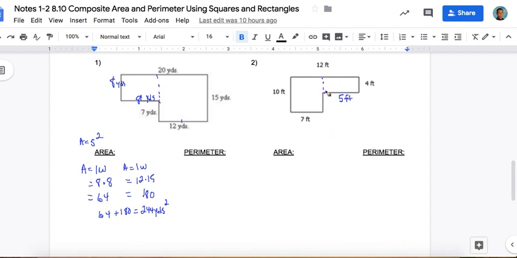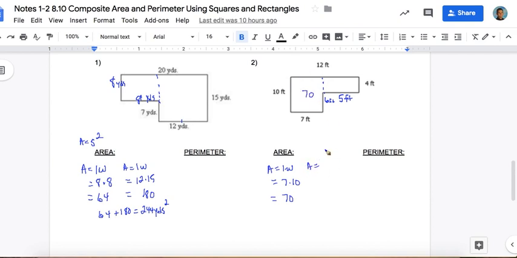Okay, and I don't need this side for the area, but I will need it for the perimeter. So let's go ahead and figure out what it is. And I can do 10 minus 4, which is 6 feet. Okay. So now we're going to write area equals length times width. And we have 7 times 10 for this one. And that gives us 70. And we can go ahead and write that in here.